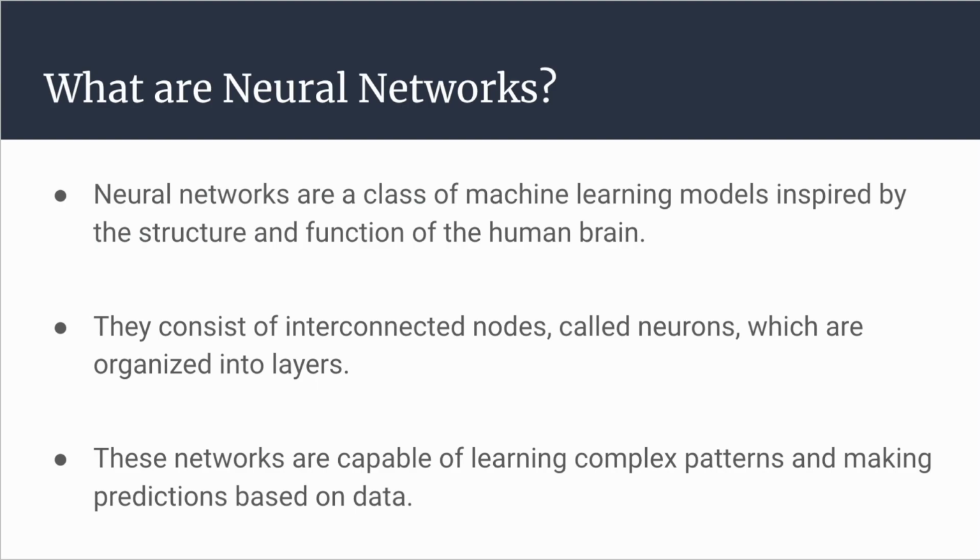Let's start with a brief description. Neural networks are a class of machine learning models inspired by the structure and function of the human brain. They consist of interconnected nodes called neurons, which are organized into layers. These networks are capable of learning complex patterns and making predictions based on data.